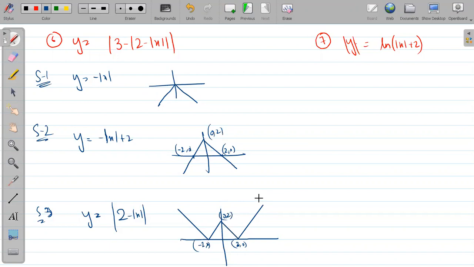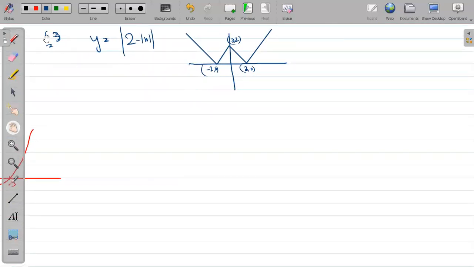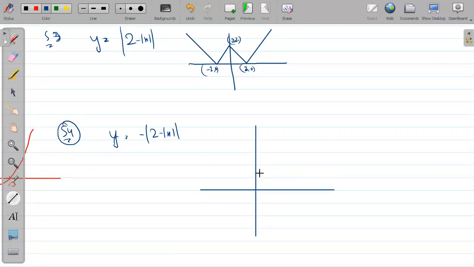Right? Correct only. Next, you have to put a minus over this. Step 4 is: you have to put a minus in the front. Step 4, I am writing: y equal to minus, in the front. What type of graph will you get? A similar graph only. Just take an image in the negative direction.